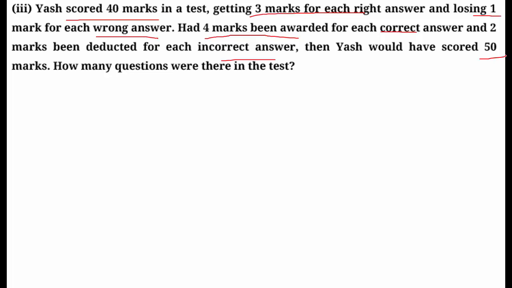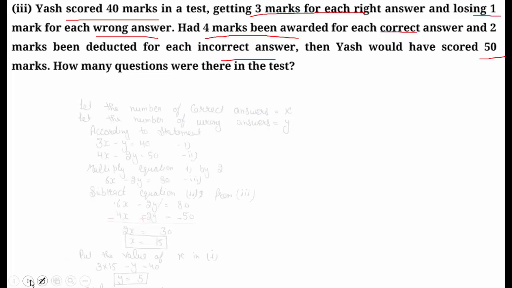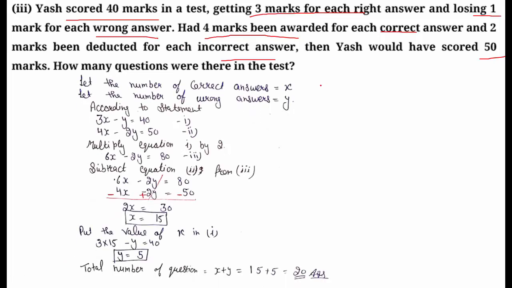So first, here we are asking how many questions were there in the test. So we will let the number of correct answers and the number of wrong answers. So let x be the right answers and y the wrong answers. Now according to the statement, if x is correct, then 3x will be the correct marks minus the losing marks, which will be y, minus y. This will be equal to 40.